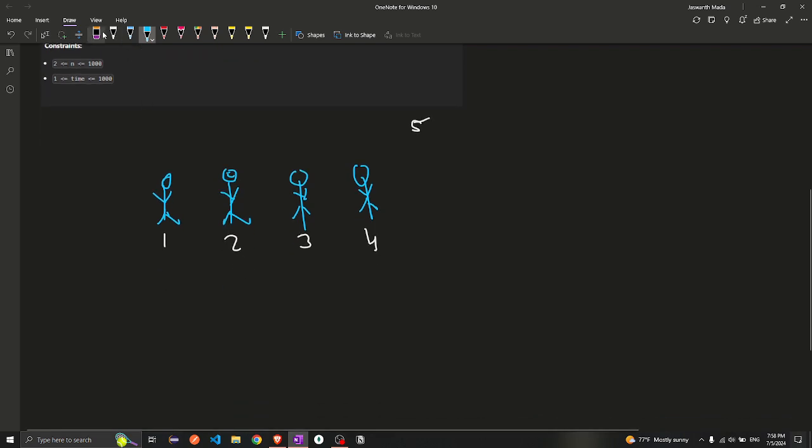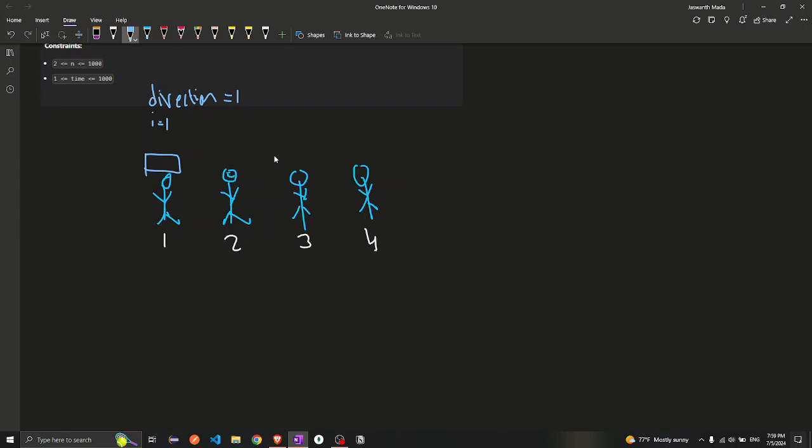Now how are we going to solve this question? Basically I'll do the same thing. What I'm going to do is take a pointer i starting from 1, and I'll take a direction variable called direction. This is the brute force solution that I'm saying. So the direction is 1. When the direction is 1, it is going in this direction basically. And when the direction is -1, it is going in this direction.